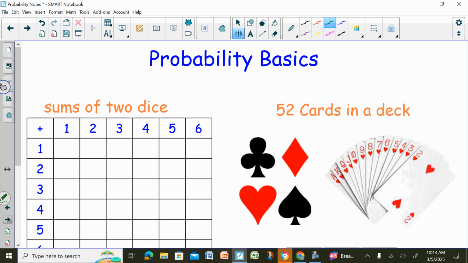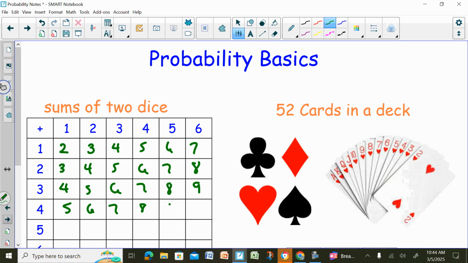So let's just go ahead and finish this up really quick. So it's like a multiplication chart, but we're adding. So when you have two dice, these sums, 1 plus 1 is 2. You got 3, 4, 5, 6, 7. And then 2 plus 1 is 3, 4, 5, 6, 7, 8. 4, 5, 6, 7, 8, 9. So I just want to quickly see a pattern forming here.